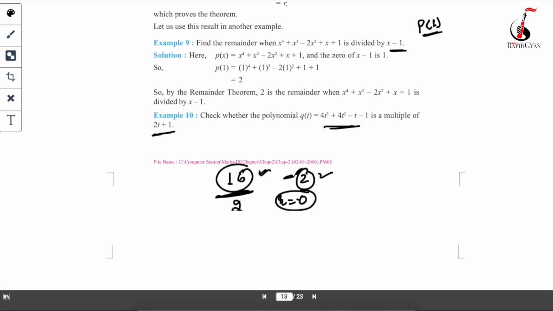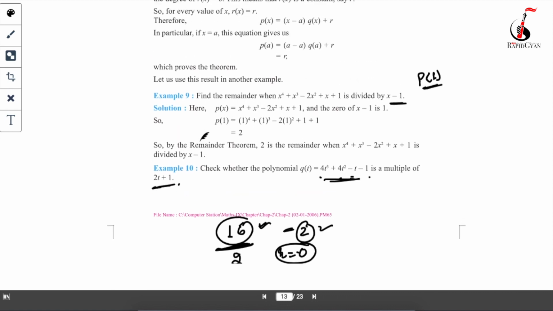Simple concept, correct? Here also you will just have to divide 4t cube plus 4t square minus t minus 1 by 2t plus 1, and by dividing this, if your remainder is 0, it means this is a multiple of 2t plus 1.